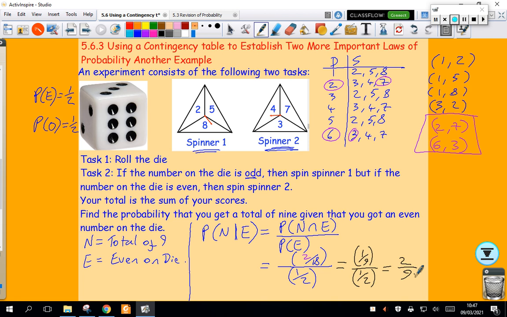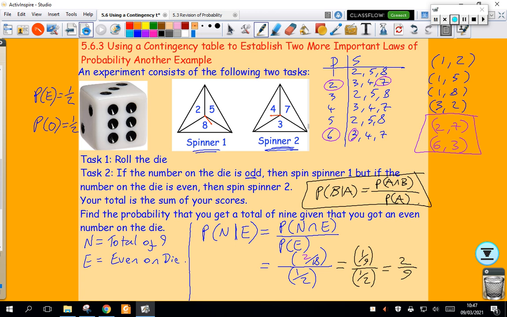Okay, so that's a conditional probability. You have to know your formula. The probability of B given A is the probability of A intersection B divided by the probability of A. Learn it by heart. Gotta know it.